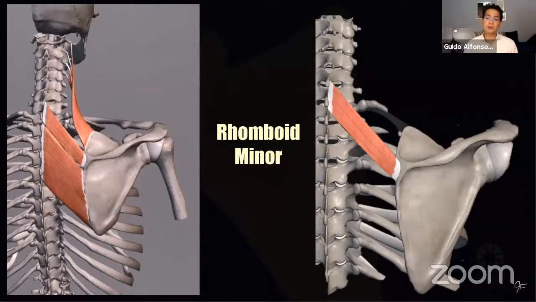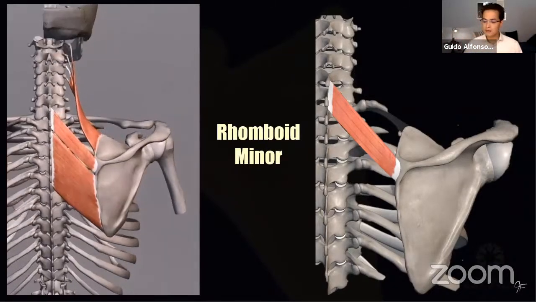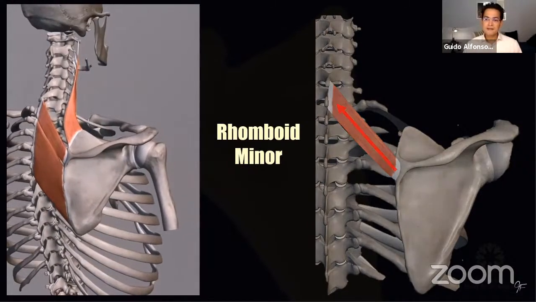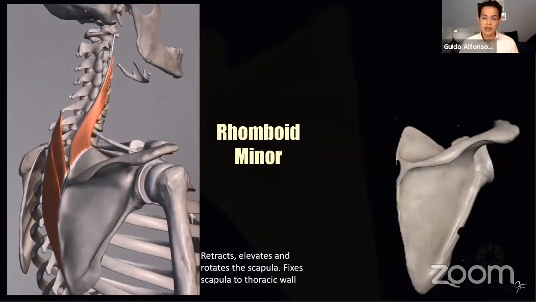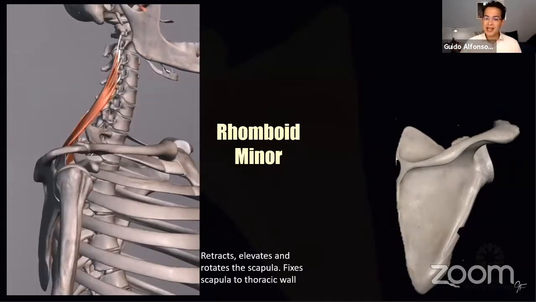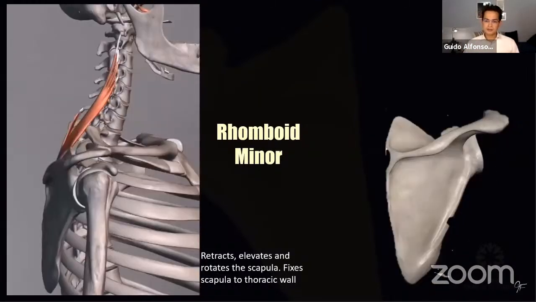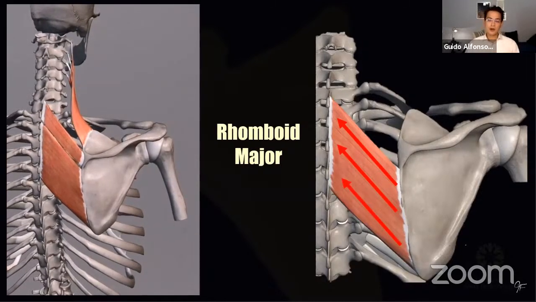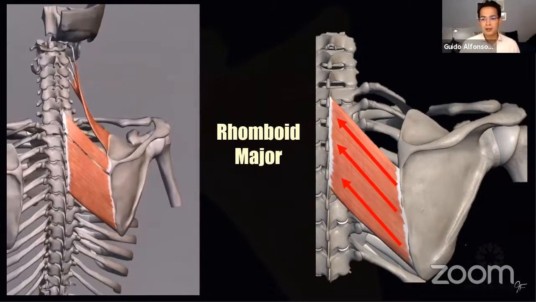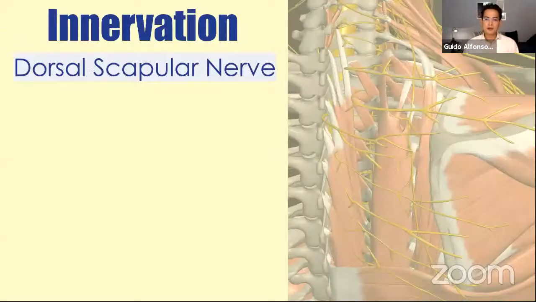Then the rhomboids come from C7 to T1 and insert at the base of the spine of the scapula. The function of the rhomboid minor and rhomboid major is to retract, elevate, and rotate the scapula, but they fix the scapula to the thoracic wall. This is the rhomboid minor, and the rhomboid major has a similar function to the rhomboid minor, but inserts distal to the spine of the scapula. The innervation is provided by the dorsal scapular nerve.